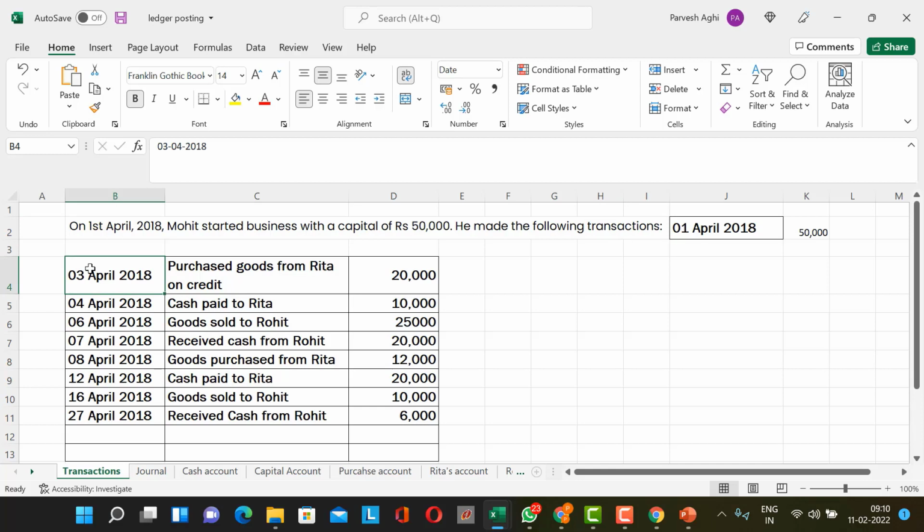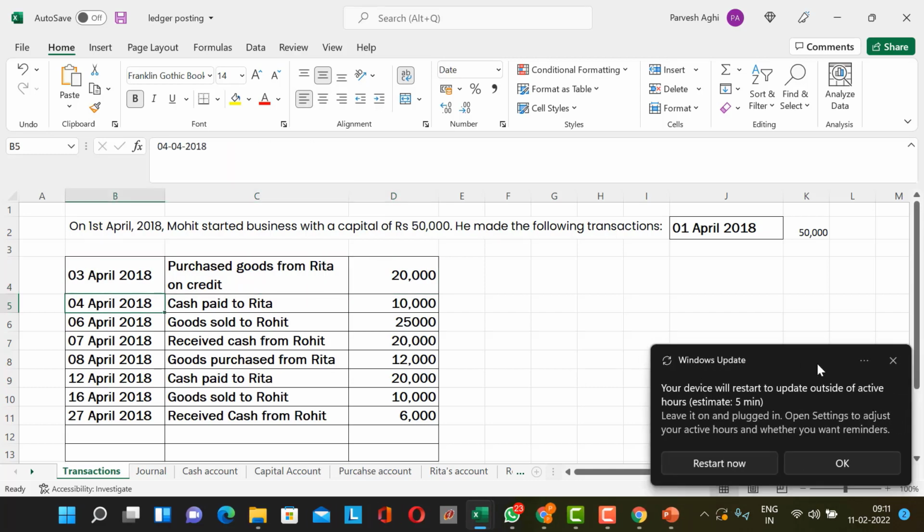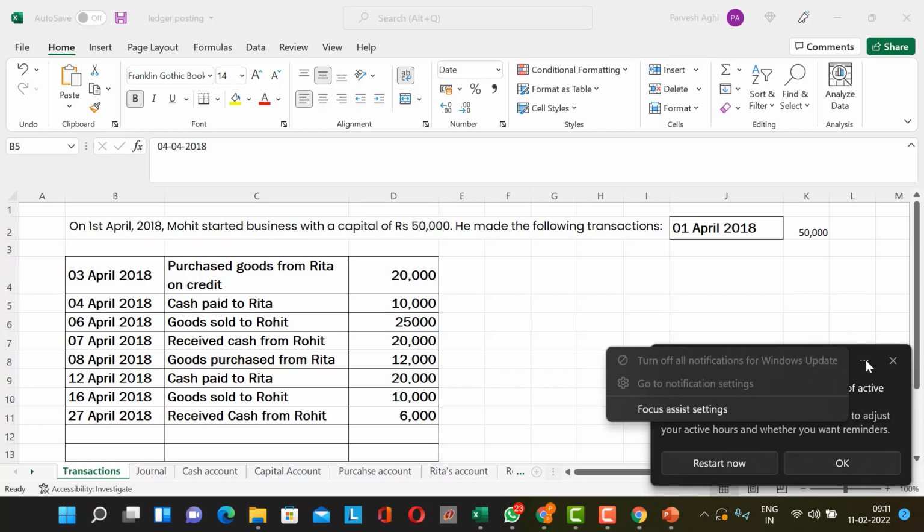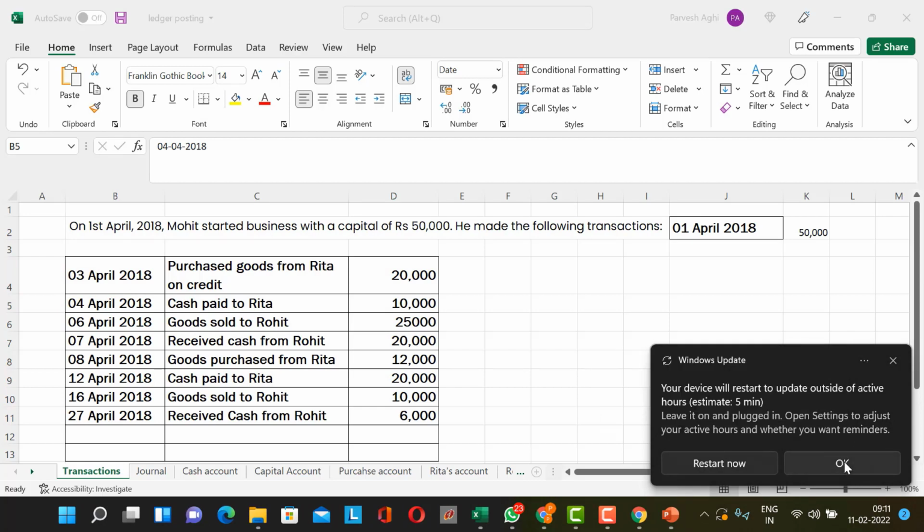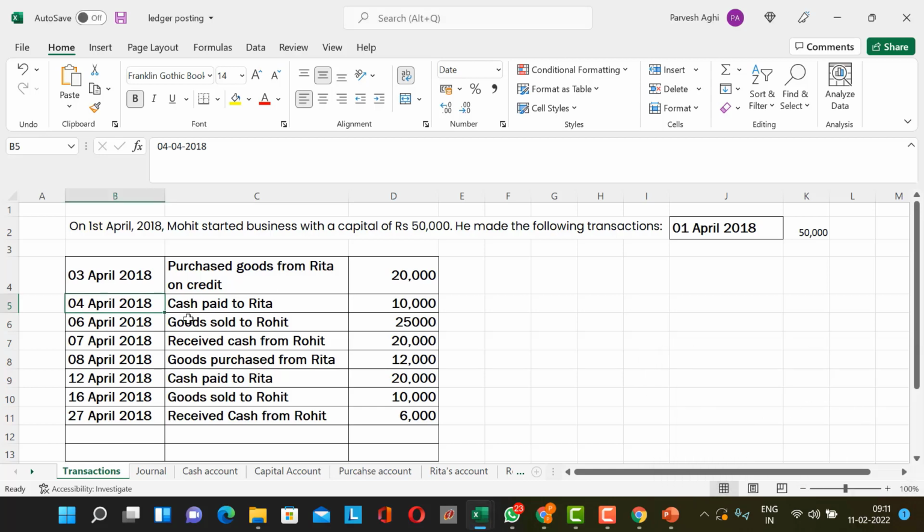Yes, sir. So on 3rd April, he purchased goods from Rita on credit for rupees 20,000. So these figures are in rupees. And then there are some transactions on 4th April. He paid cash to Rita because he has purchased 20,000 rupees goods from Rita. So he paid cash. I'll just repeat it again because there was some disturbance.